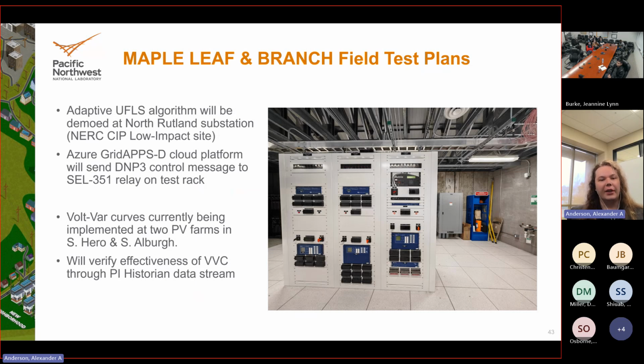and showing that we can do that communication. And then for the volt-var curves, the solar farm owners on the feeders that we have studied are actually going out right now and reprogramming those inverters with the IEEE 1547 curves. Then we're going to be able to look at the SCADA and historian data and see, here was the sunny day before they implemented volt-var curves, here is an equivalent day after they implemented volt-var curves, and look at the differences between those two to show the effectiveness of that approach.